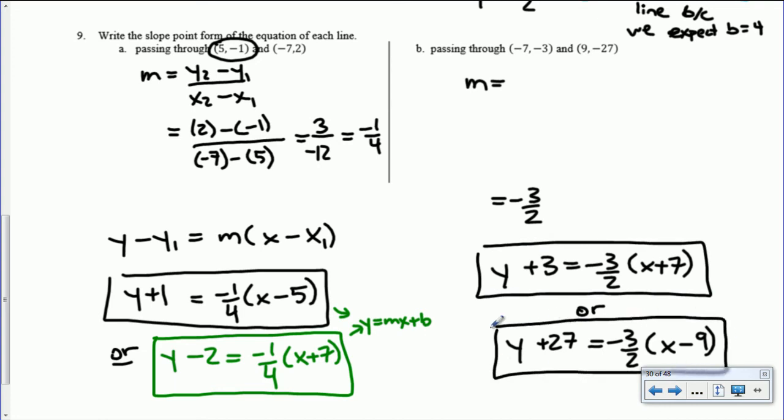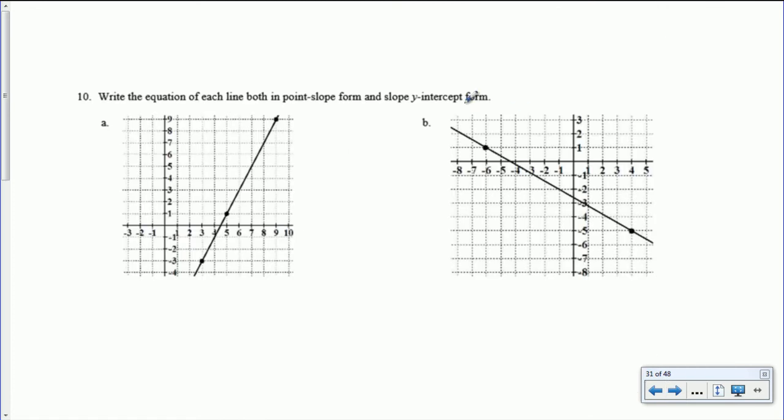So I'll just maybe leave it up to you to confirm that that's the slope, and those would be your possibilities for slope point form. Okay, moving on. Write the equation of each line both in point slope and slope y-intercept form. Obviously we can't immediately write slope y-intercept form because we can't see where this line crosses the y-intercept.